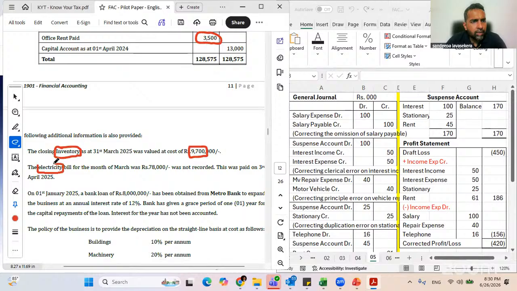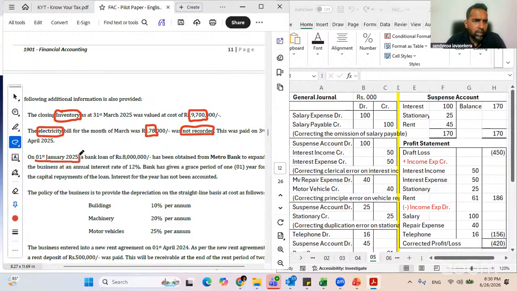Electricity for the month of March of rupees 78 was not recorded. So we'll do the recording. Was not recorded and not paid. Paid in the following month.